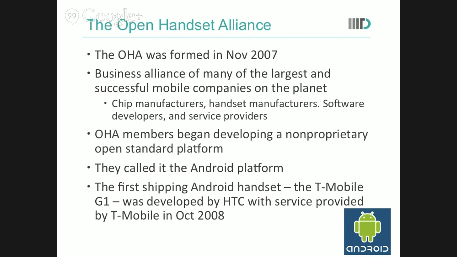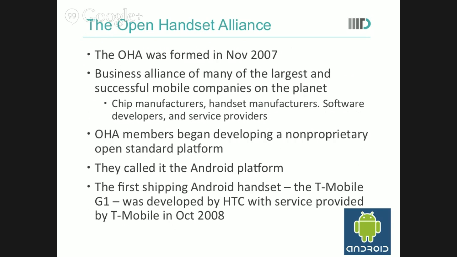Right? So there is the Open Handset Alliance, OHA. It was formed in 2007. It brought together lots of chip manufacturers, handset makers, software developers, service providers, everybody together. And they called the platform which emerged out of it Android. So they said, okay, we will be open, we will share our software with each other, we will be open about the hardware specifications, and then we will ship the first handset.